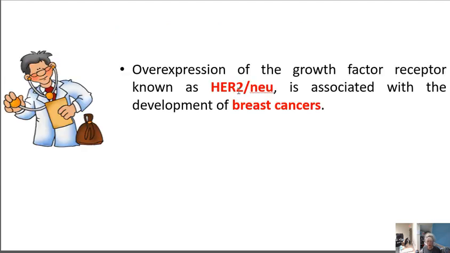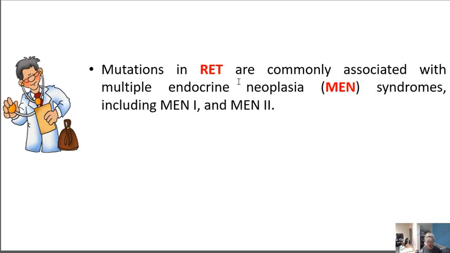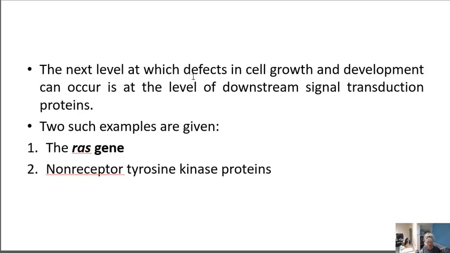Overexpression of the growth factor receptor known as HER2/neu is associated with the development of breast cancers. So it's in the body, right? Mutations in RET are commonly associated with multiple endocrine neoplasia, or the MEN syndrome, including MEN1 and MEN2. Actually, MEN1 is MEN1; MEN2 A and B are RET. The next level, which affects cell growth and development, can occur at the level of downstream signaling. Two such examples are the RAS proto-oncogene and the non-receptor tyrosine kinase proteins. These are all proto-oncogenes that basically, once their brakes are removed, they just go crazy.